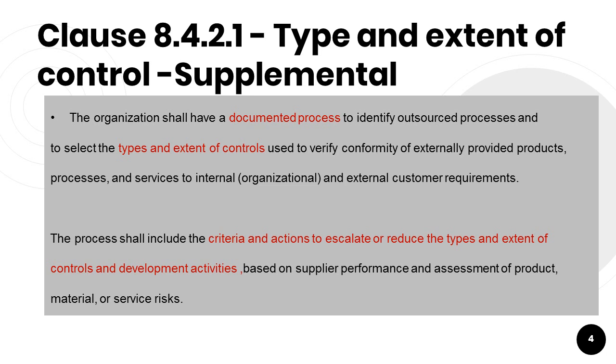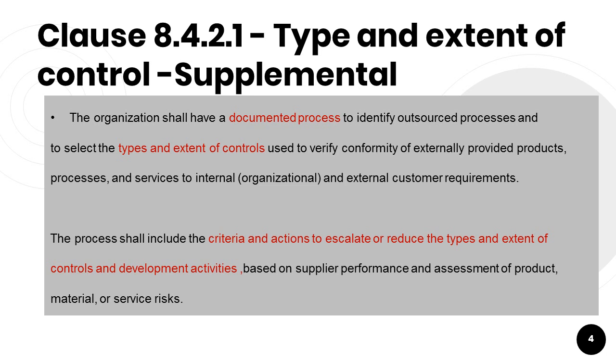IATF 16949 2016 further elaborates the requirement of types and extent of controls. It states the organization shall have a documented process to identify the outsourced processes and also in defining the types and extent of controls to verify conformity of externally provided products, processes and services. You need to state how the outsourced processes are identified, what are the criteria for outsourcing, and how the suppliers and their risk are evaluated.